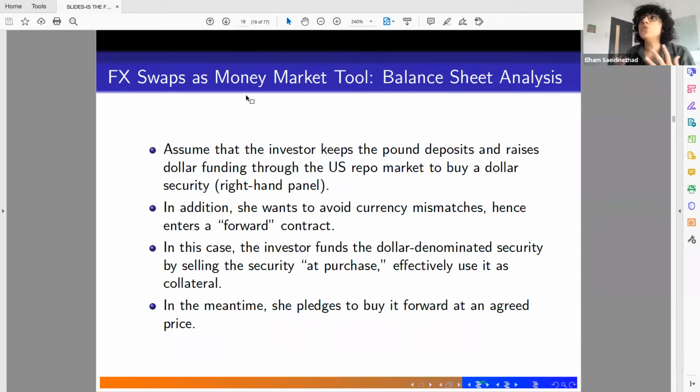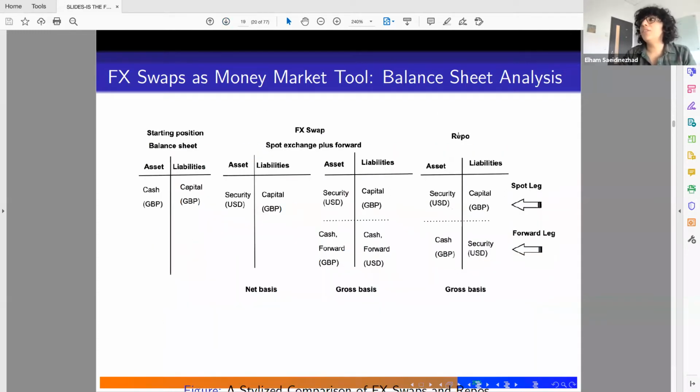So the last tool that we are going to use to show that FX swaps in nature are very close to a money market tool is a very simple balance sheet analysis. In this case, assume that the investor is going to keep this pound deposit and raise dollar funding through the US repo market. The investor needs this US funding in order to purchase a dollar security. This is basically what we have shown in this balance sheet on the right-hand side. This is a repo transaction, right?